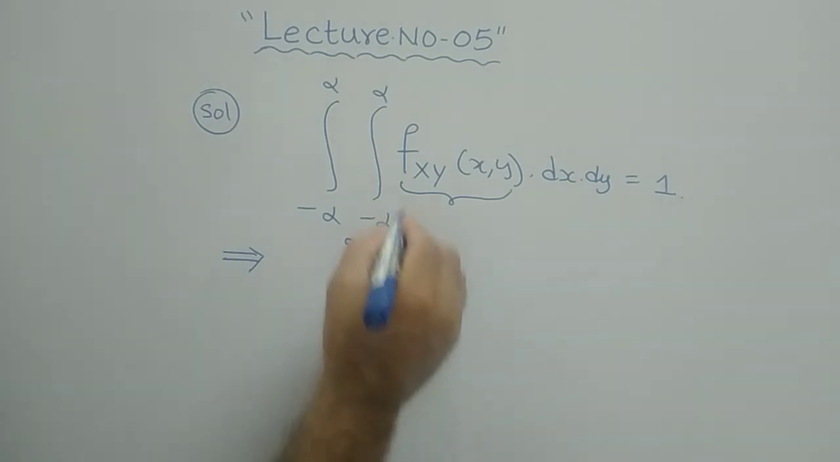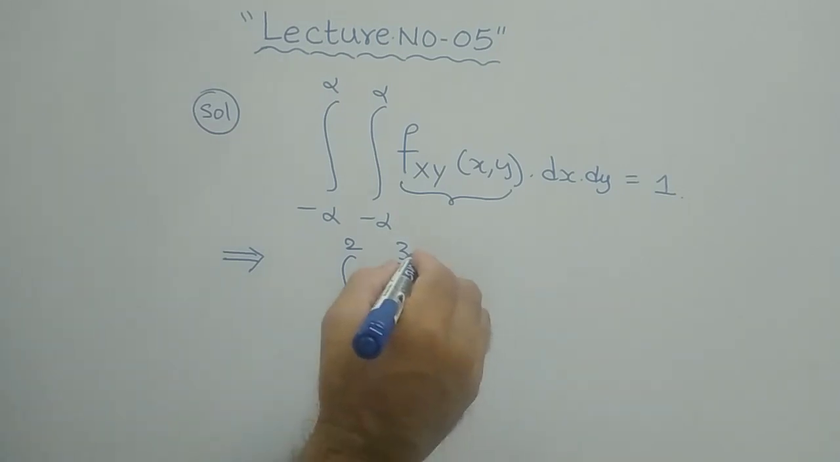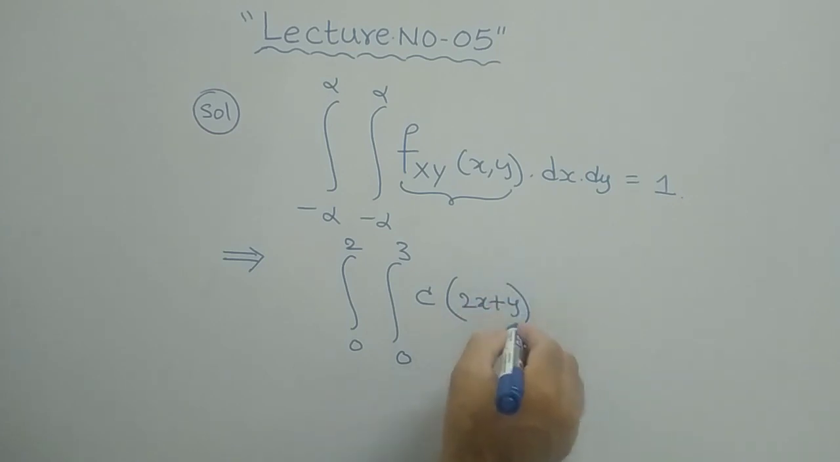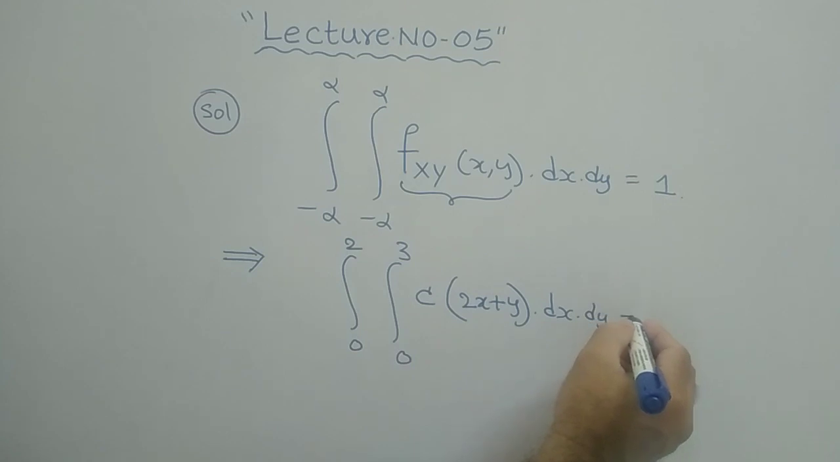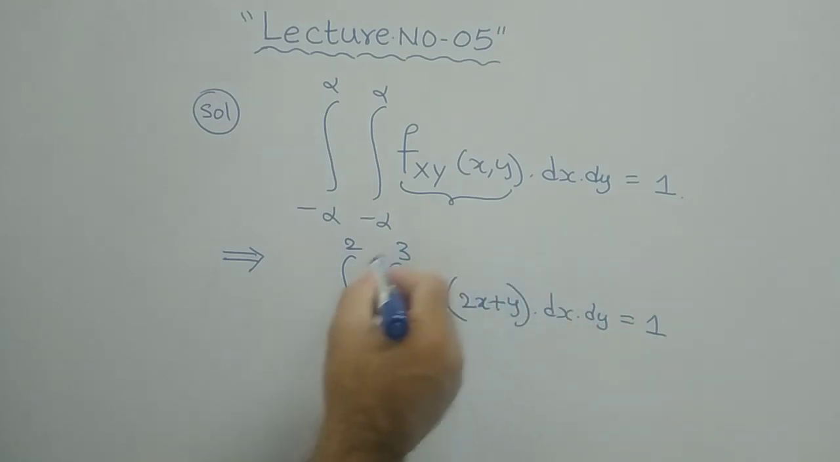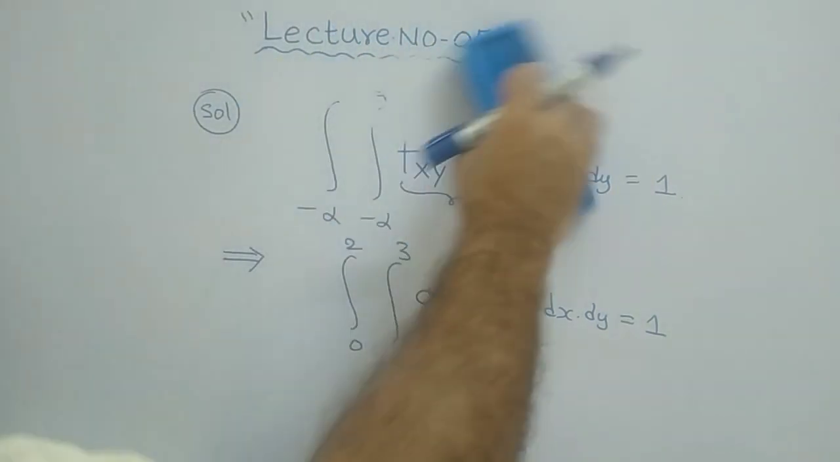And what is your density function? C into (2x plus y) dx dy, equal to 1. Now, if you equate this integral, then definitely you will get the value of the constant c.